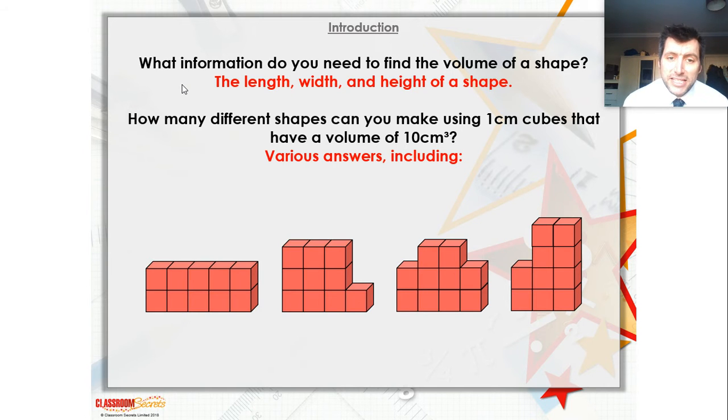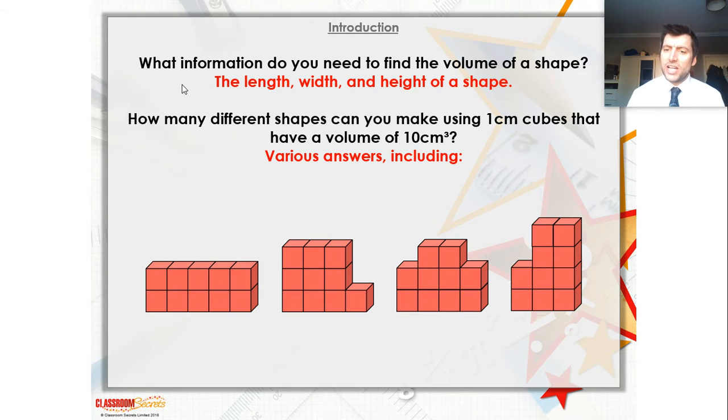Now, if we had 10 cubes, we might just go for this first one where we've got 2 high, 5 along. We might go for 3 high, 3 high, 3 high, and then 1, because we've got those 10. We might go for 2, then 3, then 3, then 2. We might go for 2, then 4, then 4. There's lots of different ways of doing it, but all of these have the same volume.